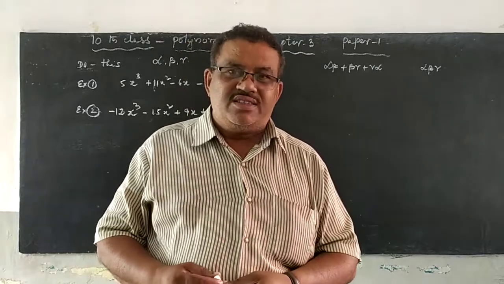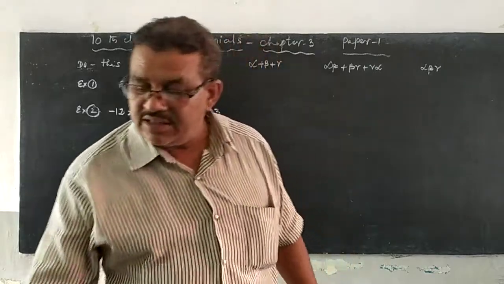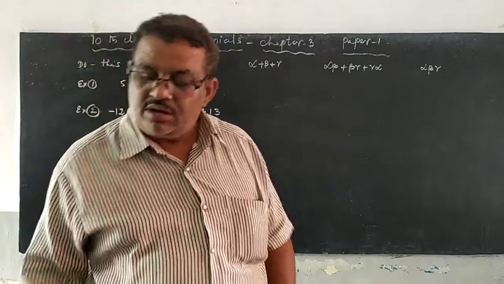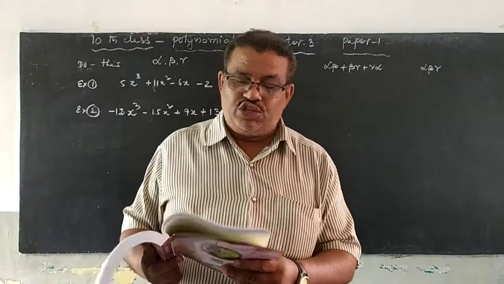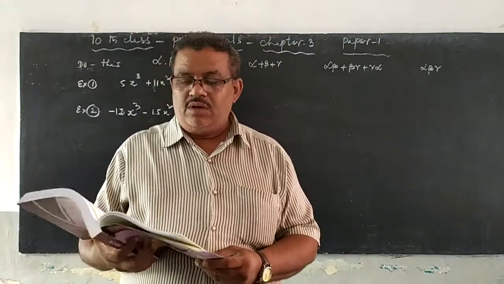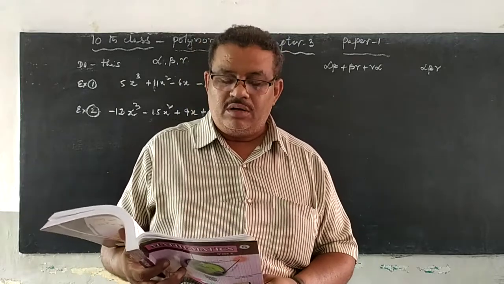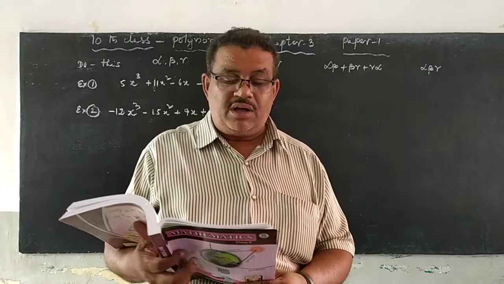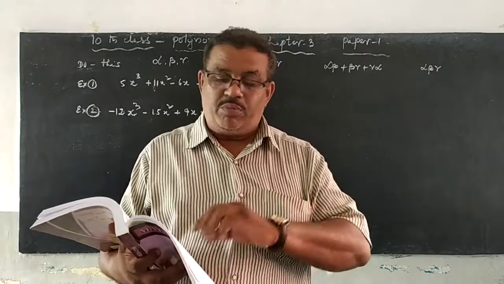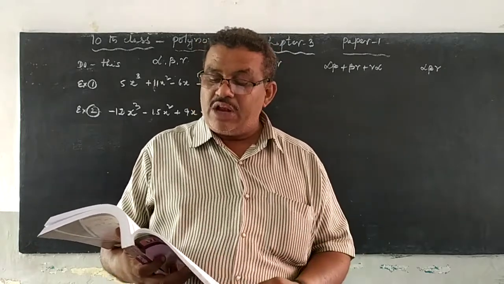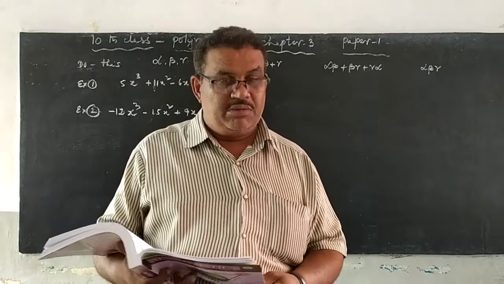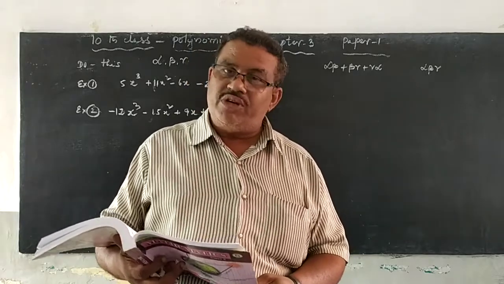Hi 10th class students, today we are discussing page number 66. Do these problems. Take your textbooks and read the problem here. If alpha, beta, gamma are the zeros of the given cubic polynomials, find the values as given in the table. That is the problem we need to do.